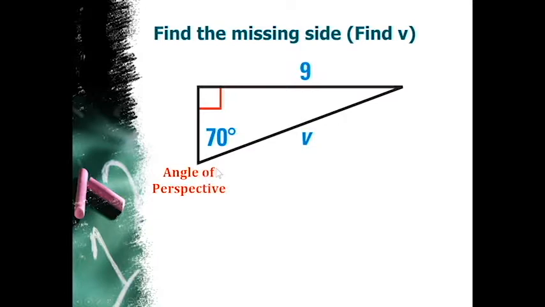Once we establish that angle of perspective, we're going to identify what sides we're working with. This side down here would be our hypotenuse. That's the side that's directly across from our right angle. This side up here is our opposite leg, the side that's directly across from our angle of perspective.